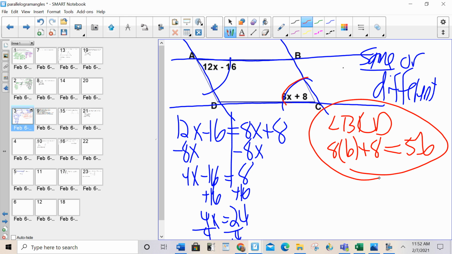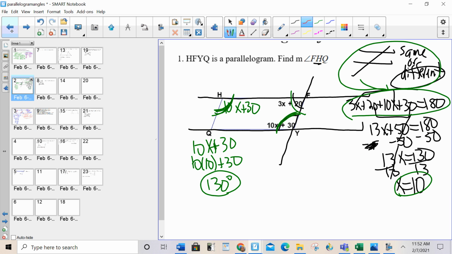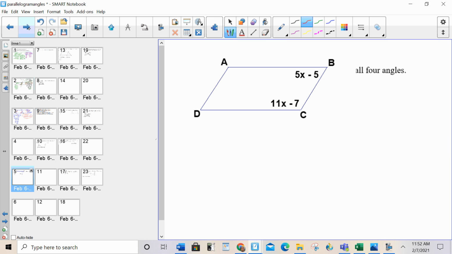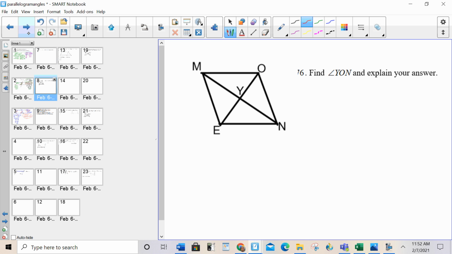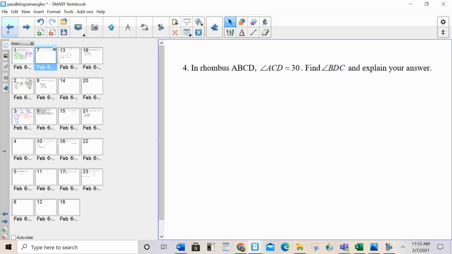So if the angles are the same, in this example, they're both acute, they're the same, set them equal. If they're different, one's acute, one's obtuse, then they add to equal 180. So that's going to be the first section of this. Number 3 is going to be like that. Now, number 4 is going to do something different. So in rhombus ABCD, let's draw a picture for that.